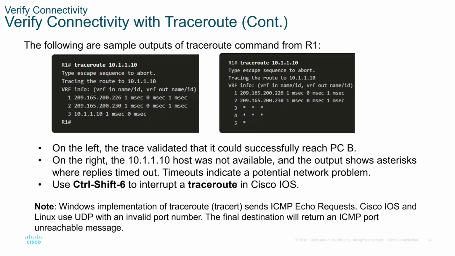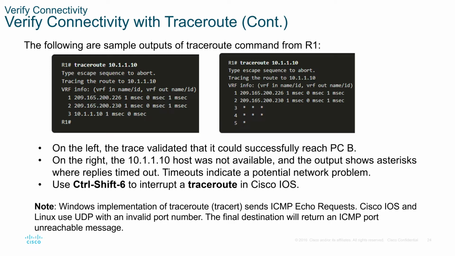Here are two more examples. On the left, the trace validated it could successfully reach PCB. You'll notice that it ended after the third step. On the right, the 10.1.1.10 host was not available, and the output shows asterisks where the replies timed out. Timeouts indicate a potential network problem.